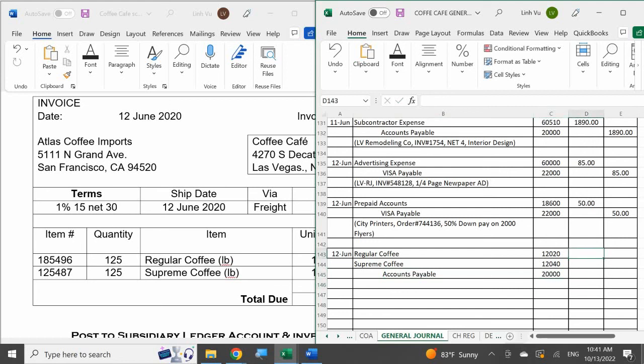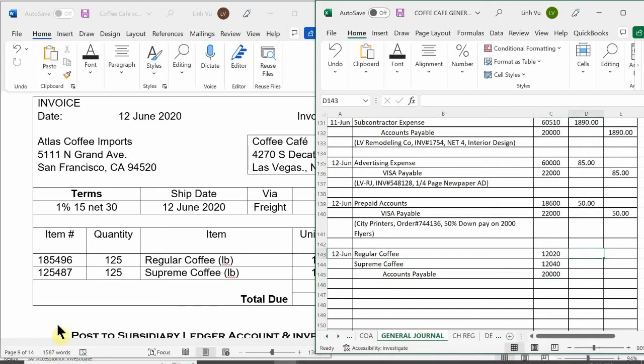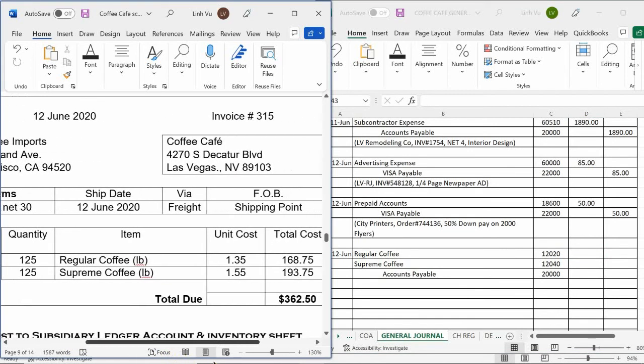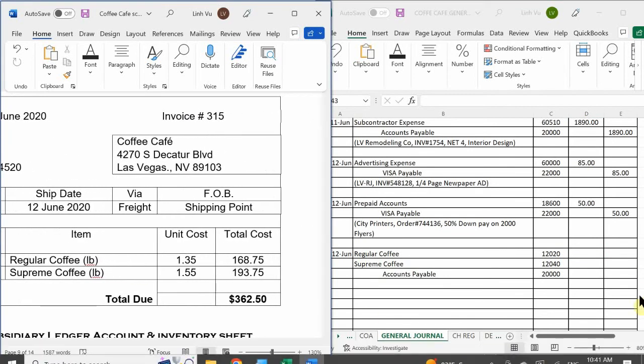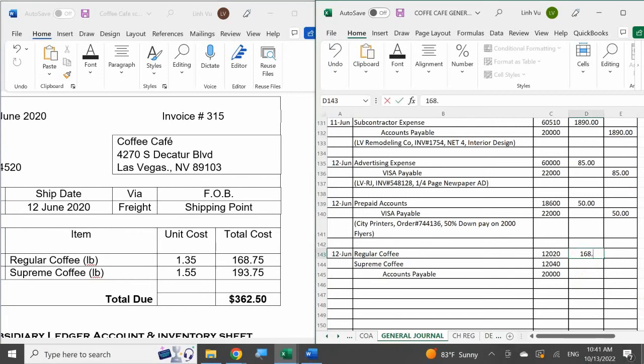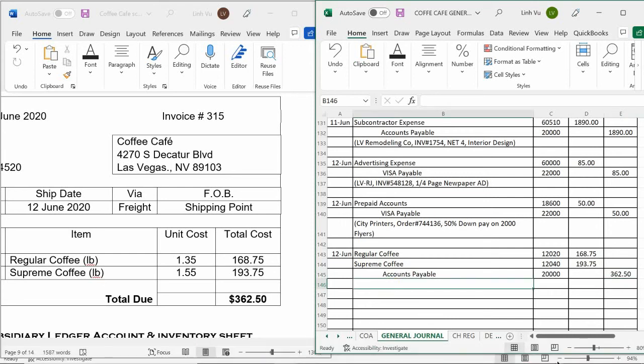How much was my regular coffee? 168.75. How much is my supreme coffee? 193.75. So how much do I owe Atlas Coffee? $362.50. Good. So we have all the information that we know. In this case, who did we receive this bill from? Atlas Coffee Importers.